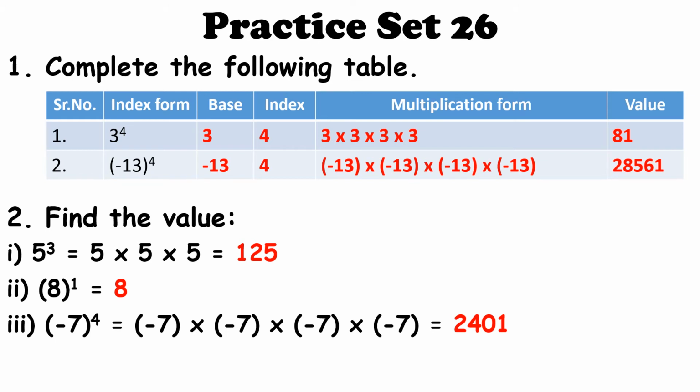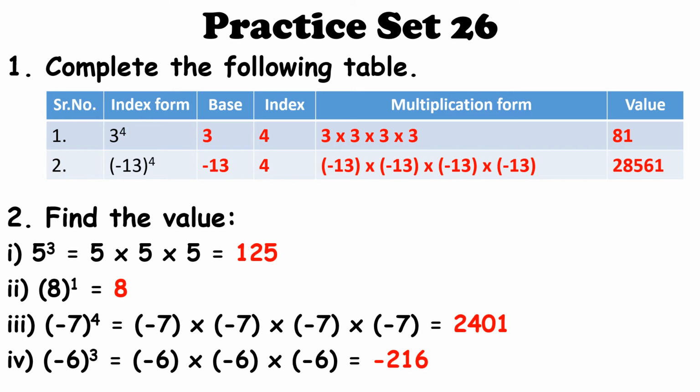Third sum, minus 7 raised to 4, which is equal to minus 7 multiplied by minus 7 multiplied by minus 7 multiplied by minus 7. So when 7 is multiplied 4 times with itself, its value is 2401. Let's take a last example, minus 6 raised to 3. Minus 6 multiplied by minus 6 multiplied by minus 6 is equal to minus 216.